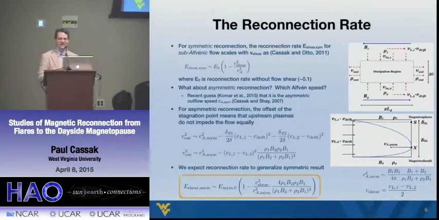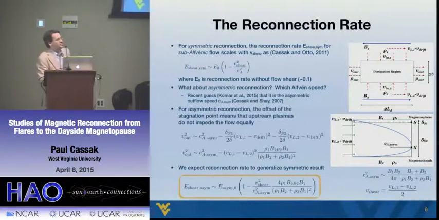So the question is, how fast does reconnection go? The reason that this flow can slow down reconnection is, if you think about a magnetic field line that's already undergone reconnection, in the standard reconnection process, this field line straightens out. It shoots off, in this case, to the left. But if you have an upstream flow, then this field line straightening out has to fight against the flow coming in. Because of that, it slows down the whole process.